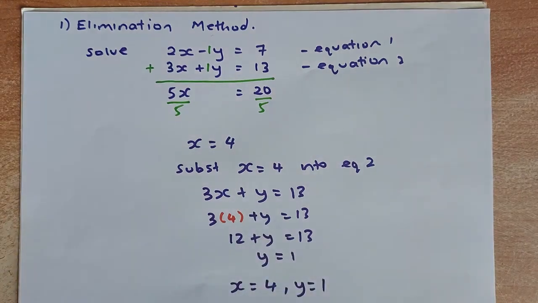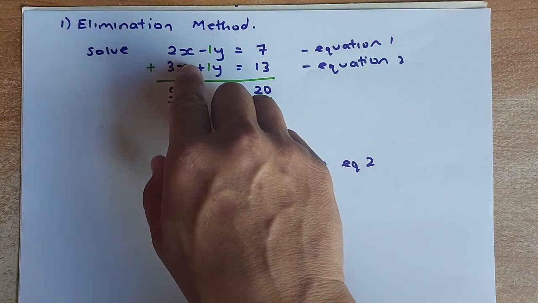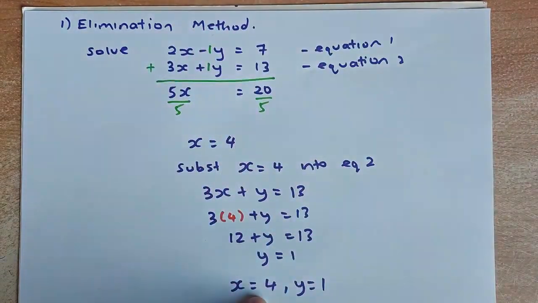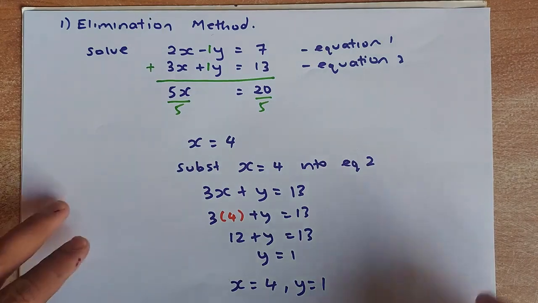And to confirm, you can check by substituting these values into both equations. If they are equal to the actual values, then you have found it right. For example, x equals 4 and y equals 1. We substitute them into the first equation again. 2 times 4 is going to be 8. 8 minus 1, that will be 7. And you know you got it right.